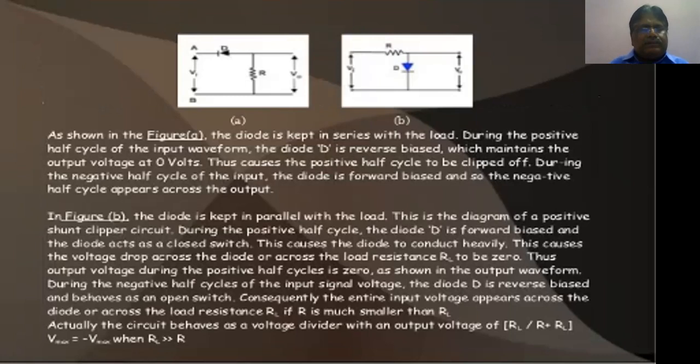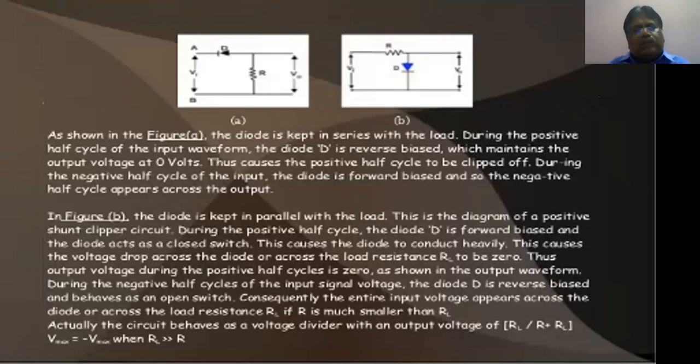Next, in diagram A, the diode is kept in series with the load. During the positive half cycle of the input waveform, the diode D is reverse biased, which maintains the output voltage at 0 volts.